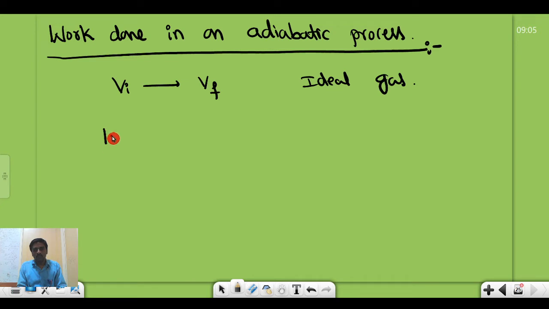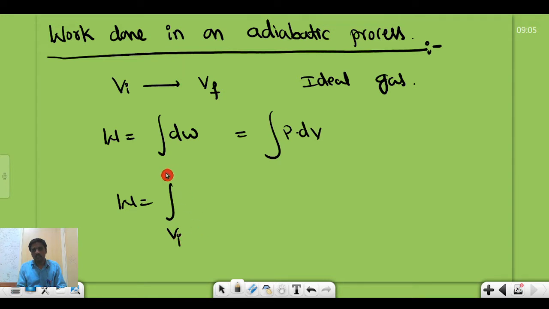So we have the formula: work done W is equal to the integral of dW, which is equal to the integral of PdV. In our case, the work done is equal to the integral from the initial volume Vi to the final volume Vf of PdV. But in the adiabatic process, P is not a constant, so we are unable to take P outside the integral.